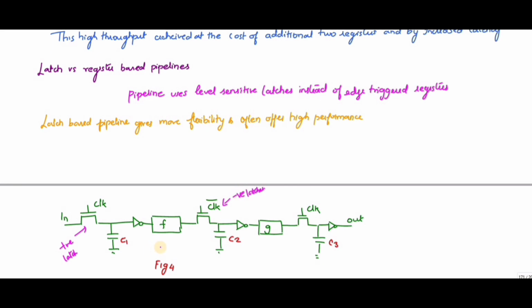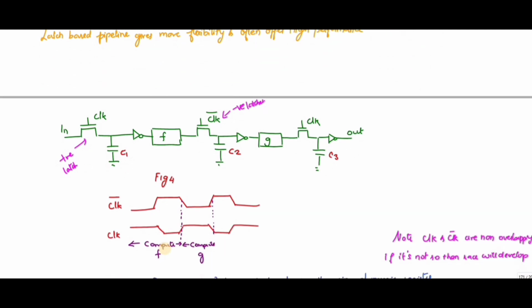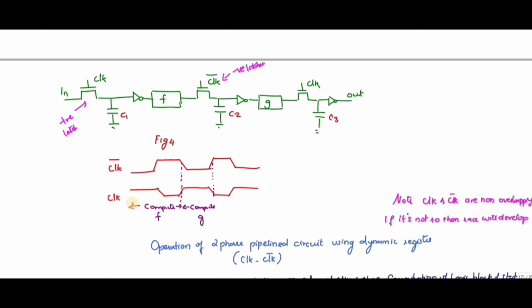Here the logic which we have introduced is between the master and slave latches of the master slave system. Here I have utilized a 2-phase clocking system: clock and clock bar. If this is positive, this is negative. You have to note that both the clock and clock bar are non-overlapping. If they are overlapping, it will end up in a race condition.